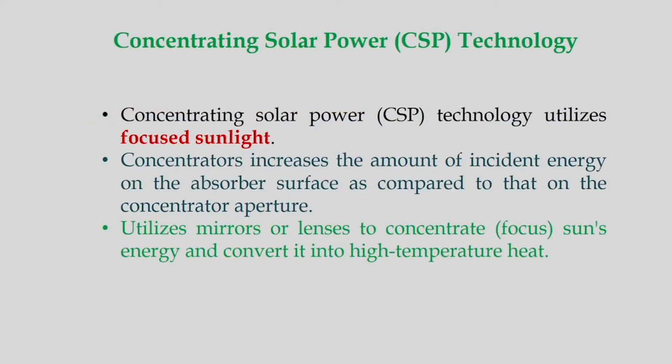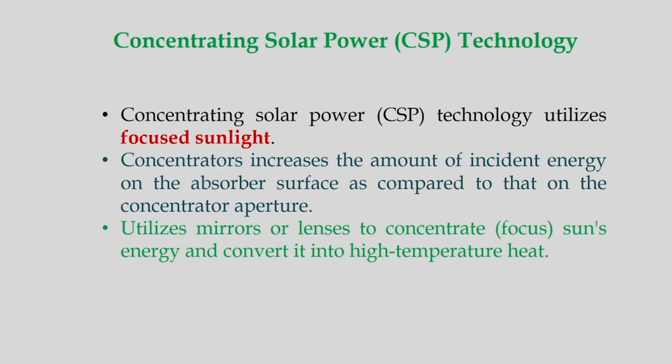Now, what is concentrating solar power technology? This concentrating solar power technology utilizes focused sunlight. The concentrators increase the amount of incident energy on the absorber surface as compared to that on the concentrator aperture. And this CSP technology utilizes mirrors or lenses to concentrate the sun's energy and convert it into high temperature heat.